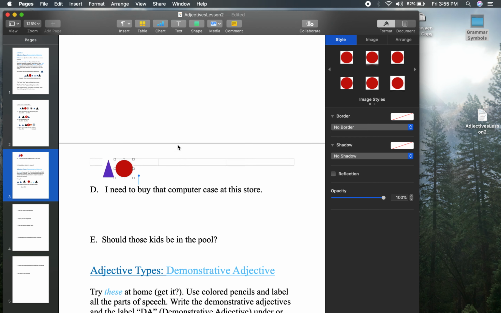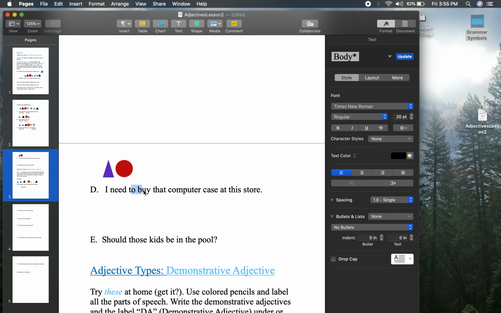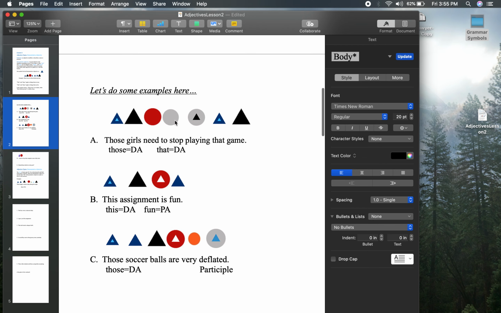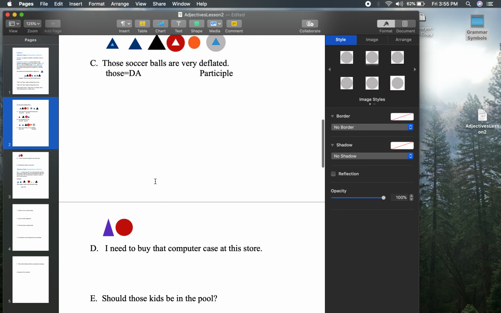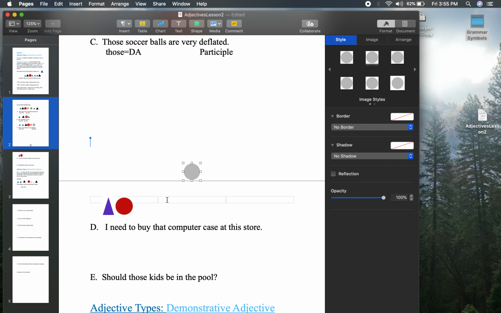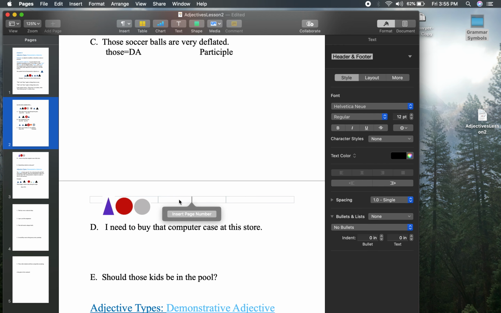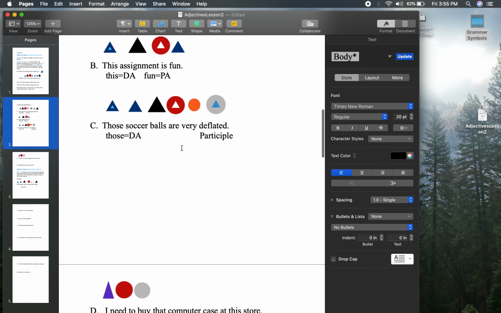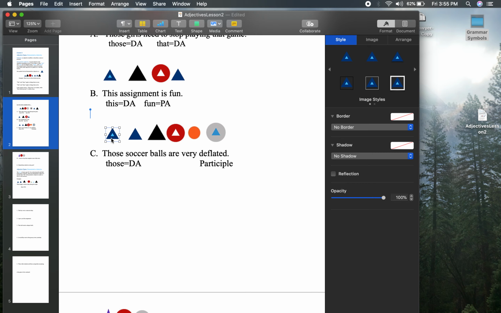And "to buy." Remember what this was called? Sometimes the word "to" is not part of a prepositional phrase. That's right, it's an infinitive. Take our infinitive, "to buy." And infinitives can get way more complicated than this, but this is the most simple one, the present infinitive. "That computer case." All right, so we know that this is a demonstrative.